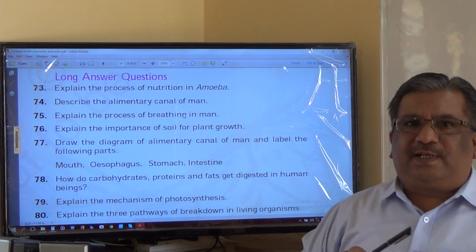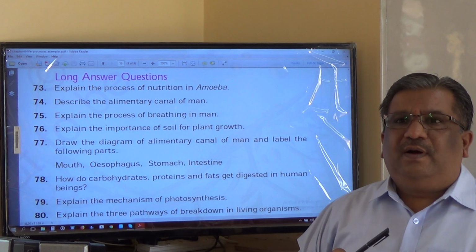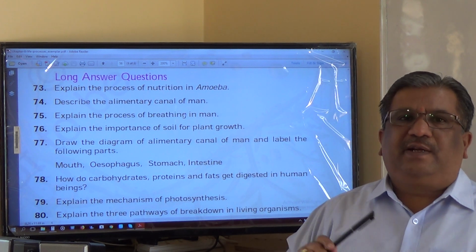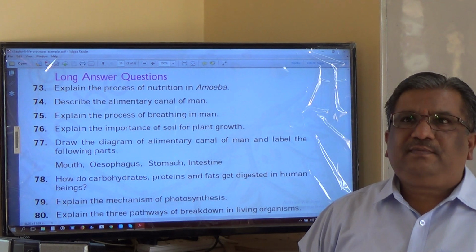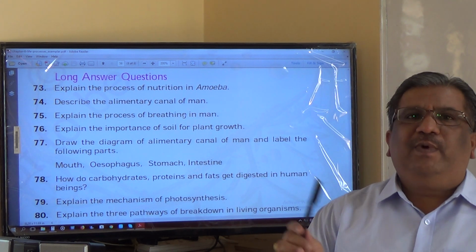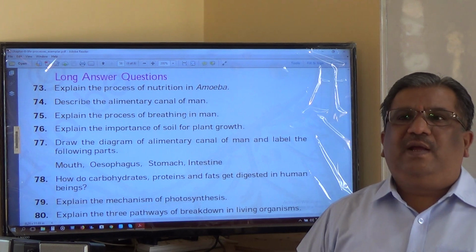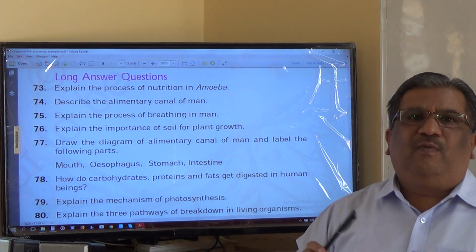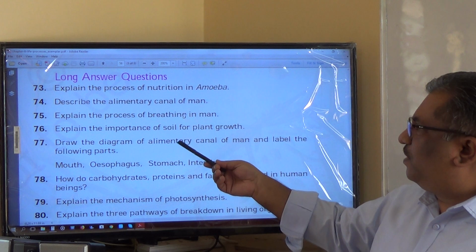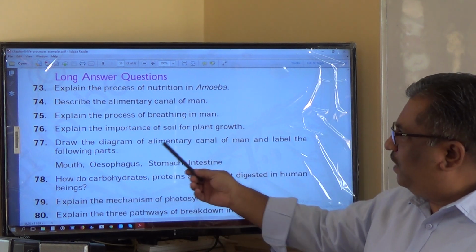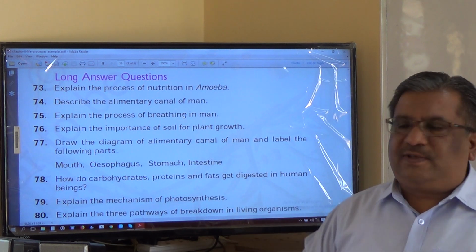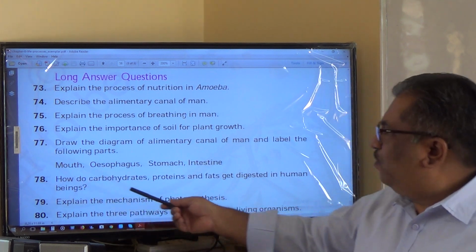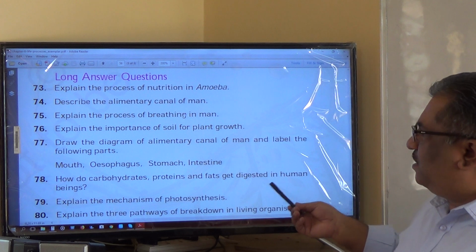What else will you be able to explain? One more thing, one particular keyword I can use: the bacteria present in the soil and the plants live in a symbiotic relationship, meaning mutually interdependent on one another. So these are the importance of the soil which you can explain. Draw the diagram of the alimentary canal of man and label the following parts, mainly the digestive system. How do carbohydrates, proteins and fats get digested in human beings?